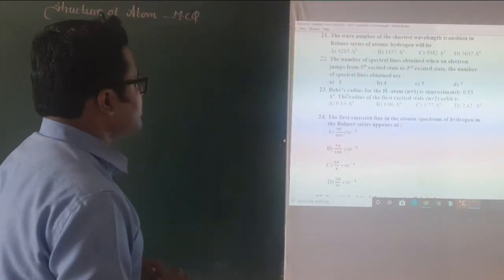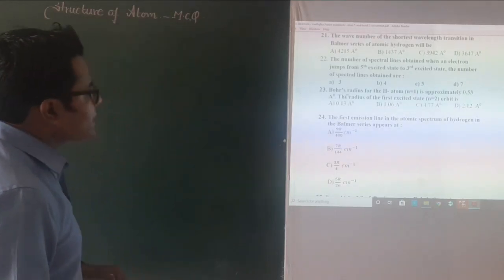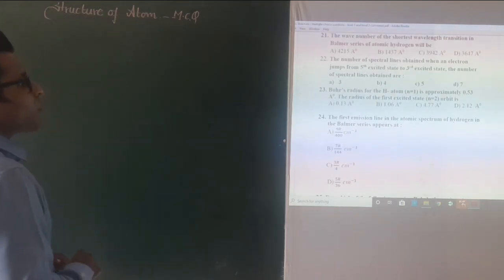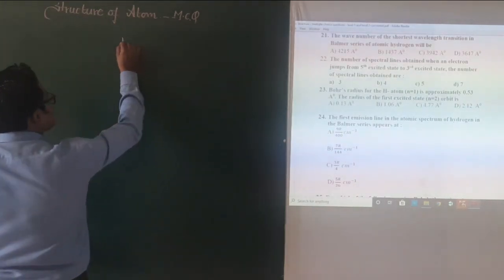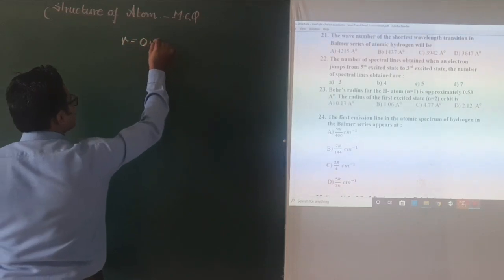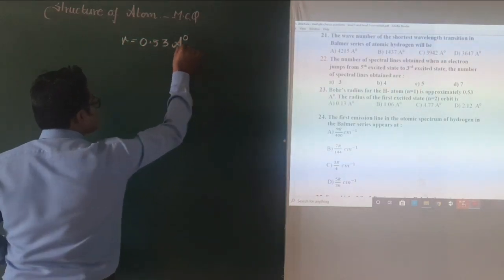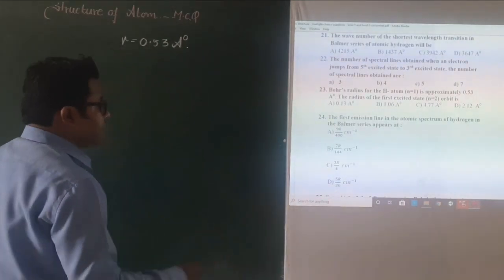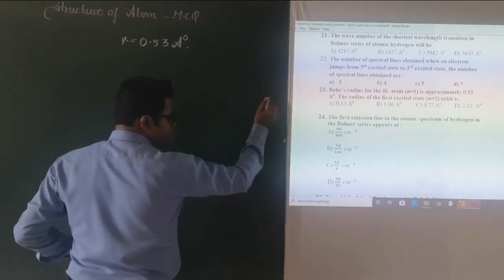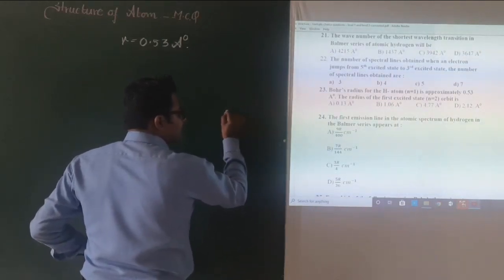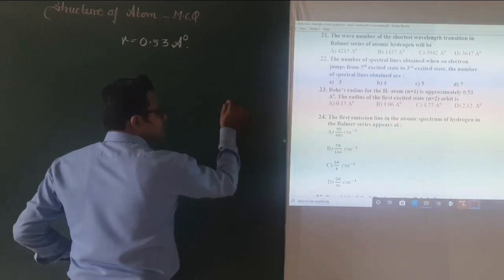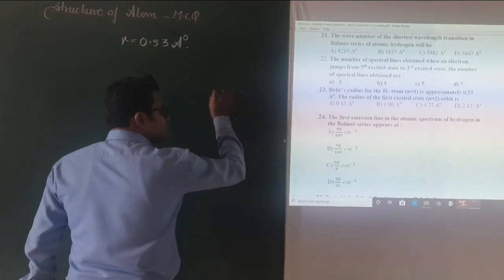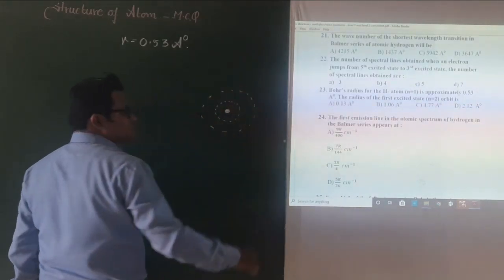Moving forward with question number 23. It says that the Bohr's radius for the hydrogen atom is approximately 0.53 angstroms. So they have given us the radius as 0.53 angstroms. Okay. So the radius of the first excited state, n=2. That means if you consider over here this as the nucleus, this is the first orbit or the first shell. Right? This is the second orbit or the second shell.